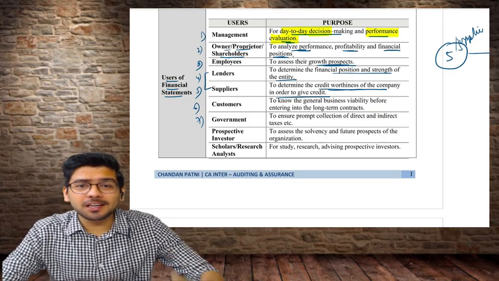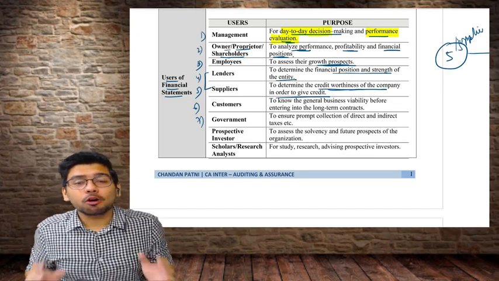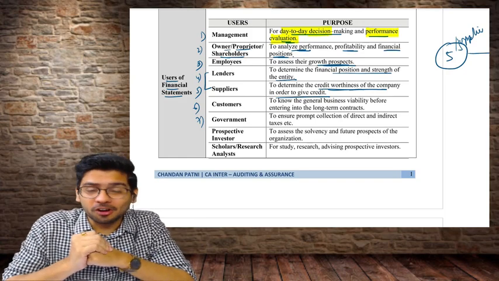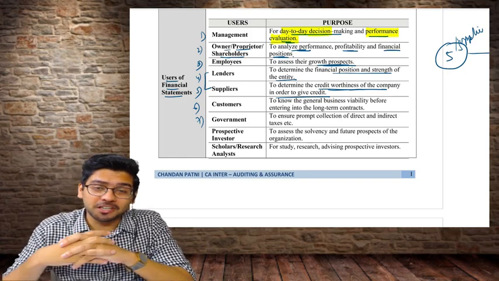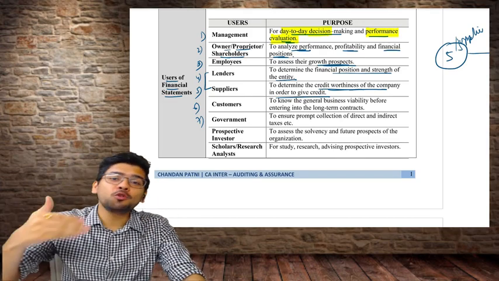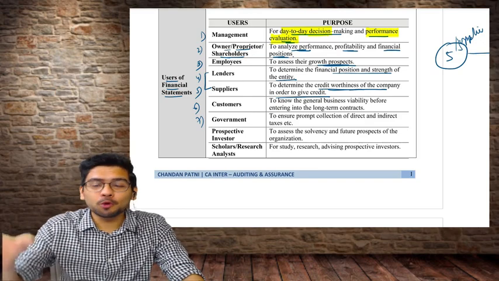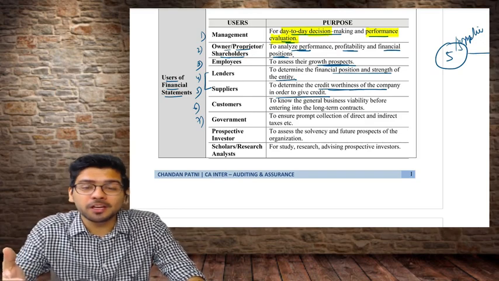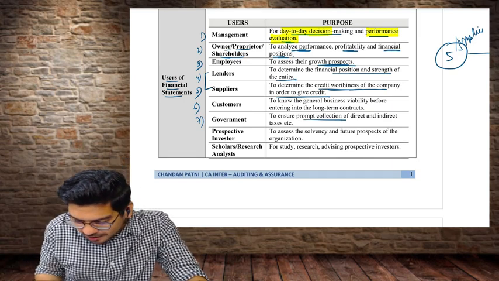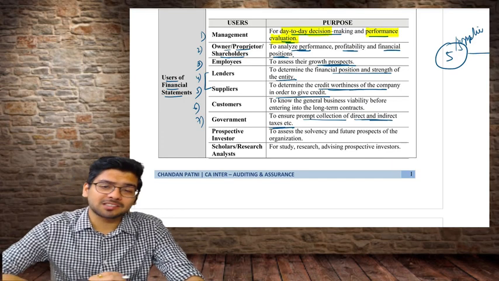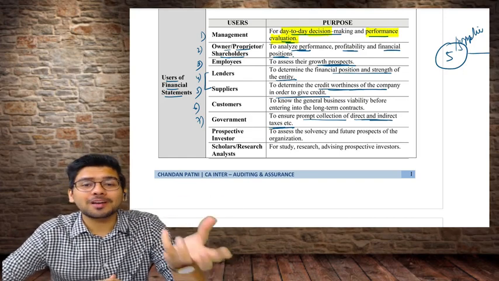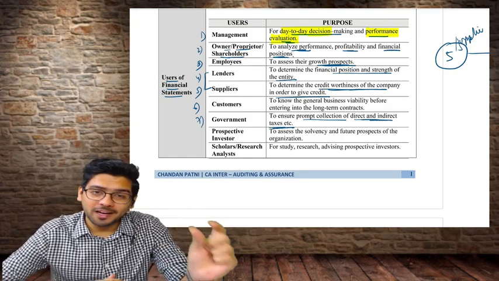Now government, you have to understand that in order to assess whether you have paid the right amount of tax or not, the government may ask for your financial statements. And with the income tax return, if you are a business entity, you need to upload your financials also. You need to upload the details of your balance sheet, your P&L. So ultimately government is one of the users of the financial statement, to ensure prompt collection of both direct and indirect taxes. So the main reason why government seeks your financials is to assess whether you have paid the right amount of tax or not.